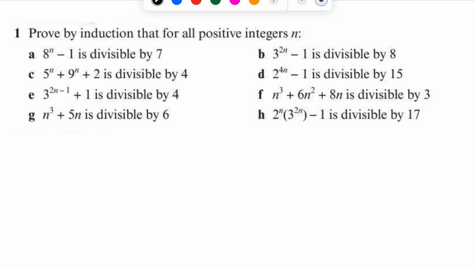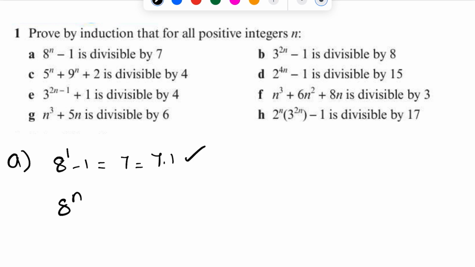So how should I do this then? It is using the concept of divisibility test. So the first question, part A, it is divisible by n. So let us assume that n equals 1. So it becomes 8 power 1 minus 1, which is 7, which can be written as 7 times 1. Therefore, it is true for n equals 1.